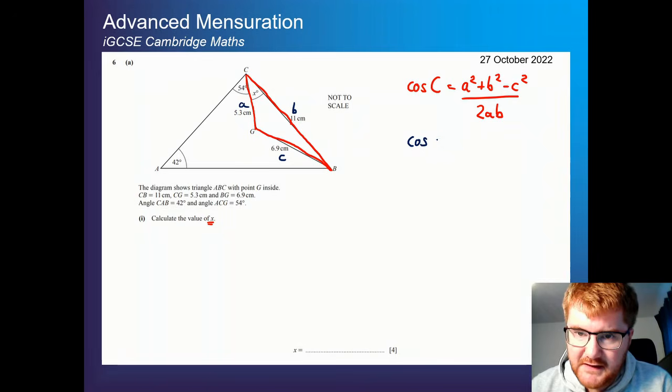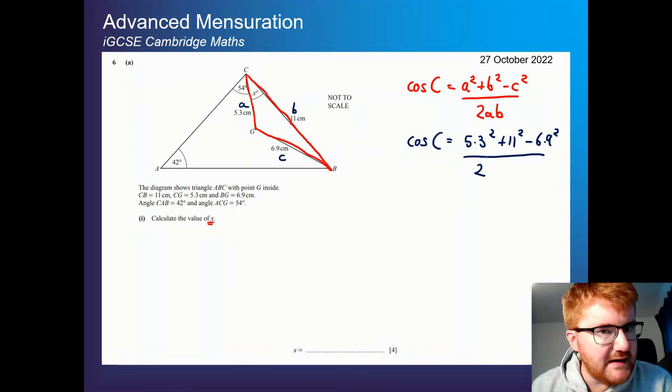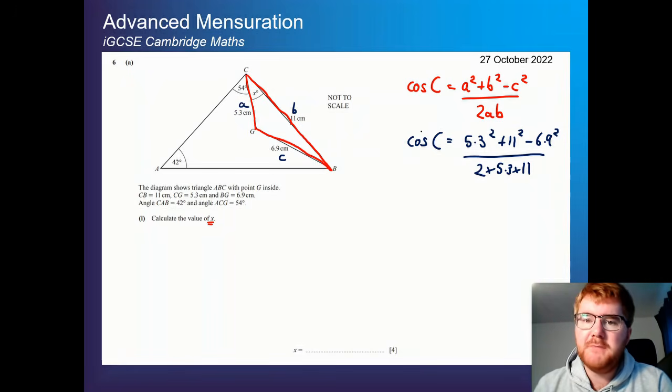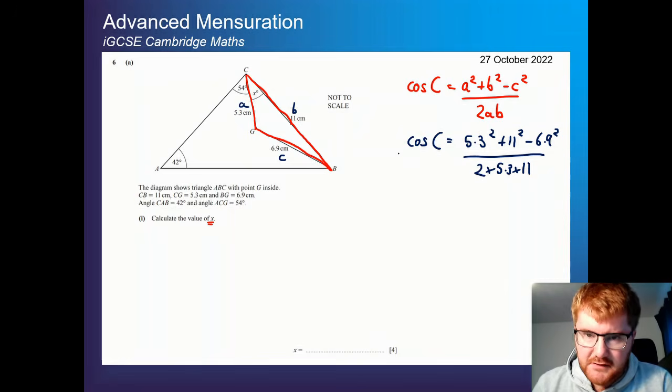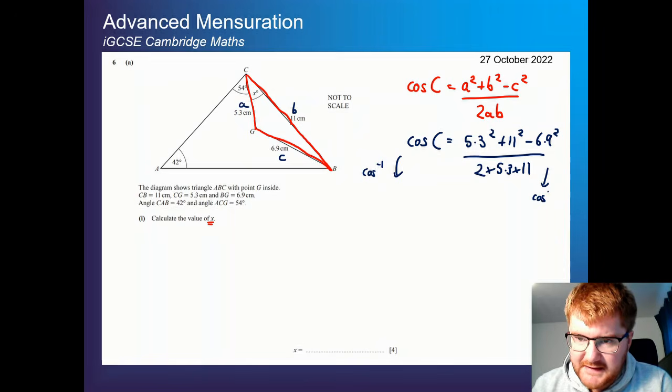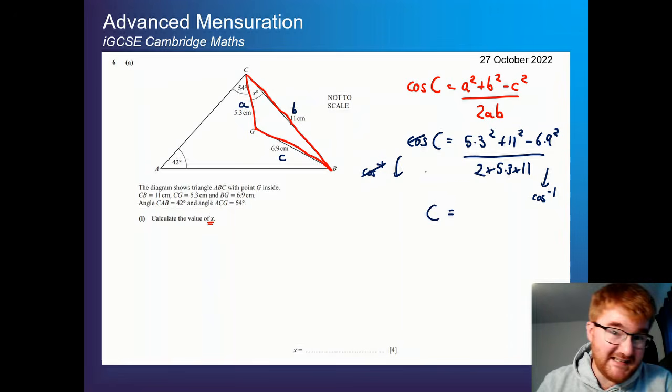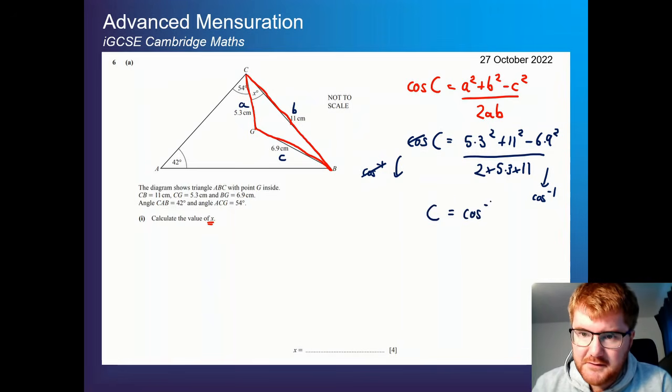So we then get cosine of C is equal to 5.3 squared plus 11 squared minus 6.9 squared, all divided by, well, A and B, so 2 times 5.3 times 11. And I'm not rushing straight away to the calculator because we want to actually find angle C. So the opposite of cosining is inverse cosine on both sides. If I do this, this cancels, and then we can find out angle C, which in this case is x here, and we want the inverse cosine of this fraction above.